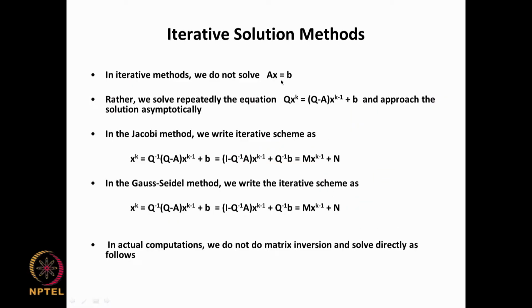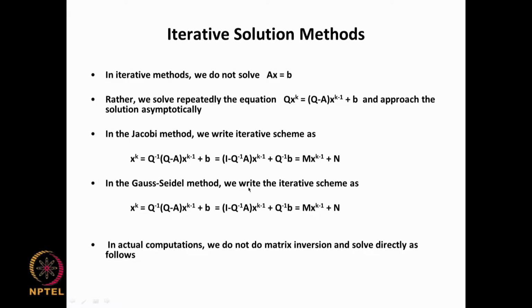We have been looking at basic iterative methods. In iterative methods, we do not solve Ax equal to b directly, rather we solve repeatedly the equation Q x_k equal to (Q minus A) x_(k minus 1) plus b and approach the solution asymptotically. This is what we have seen. In one of the basic iterative methods, the Jacobi method, we write the iterative scheme as x_k equal to Q inverse (Q minus A) x_(k minus 1) plus b, which can also be put finally in the form of M x_(k minus 1) plus N.